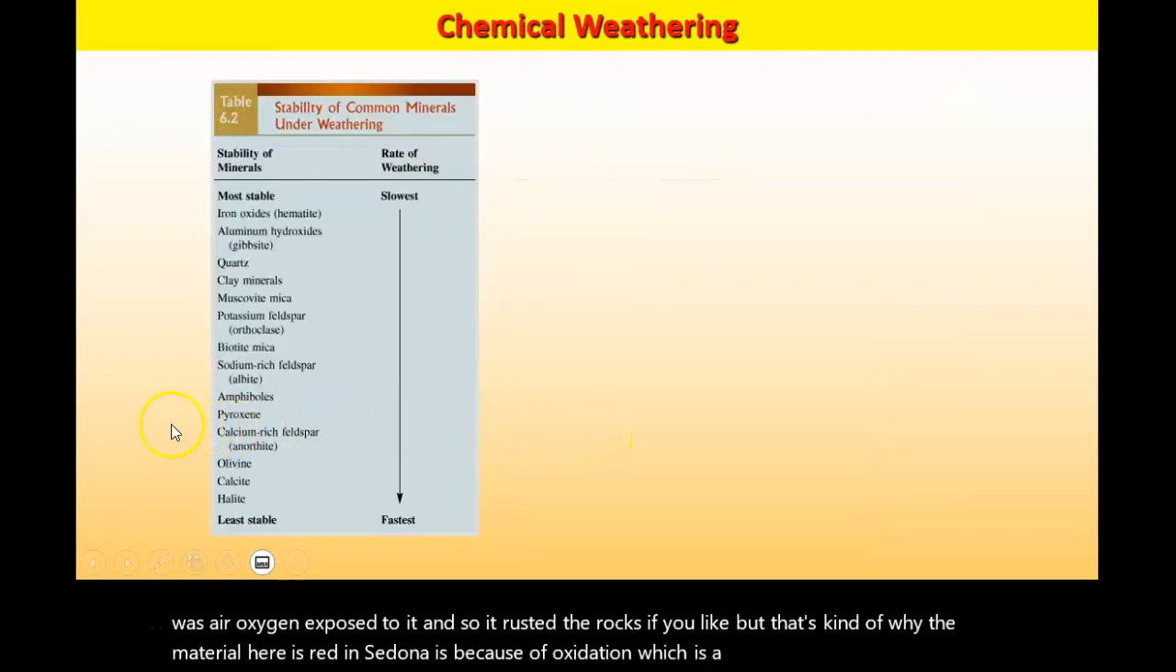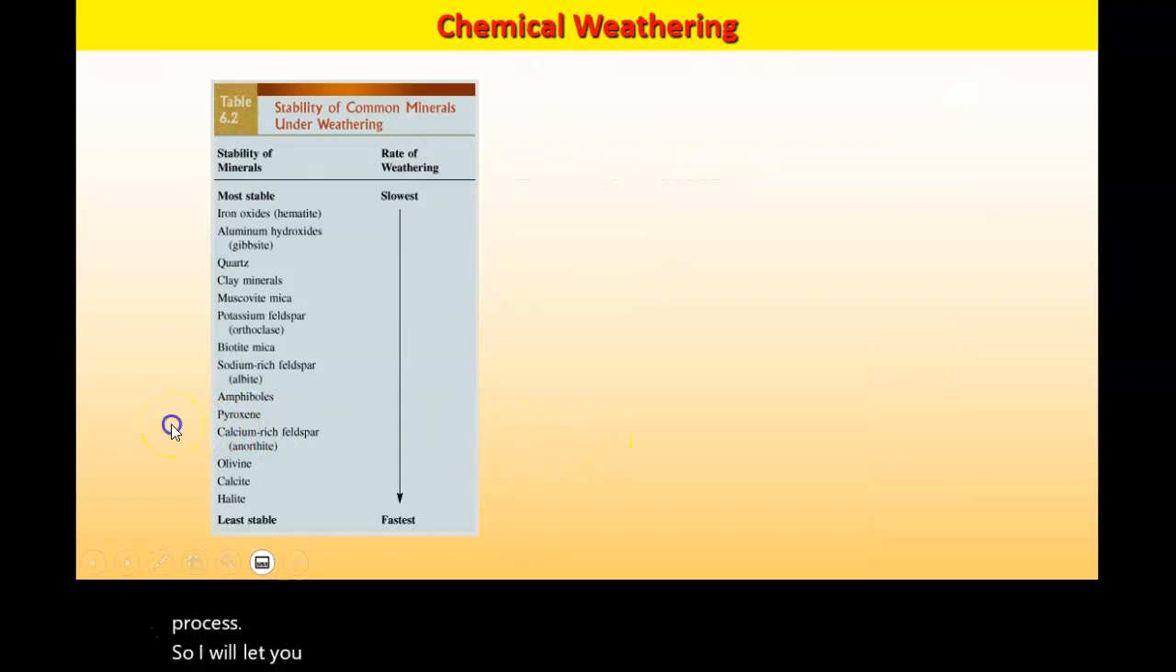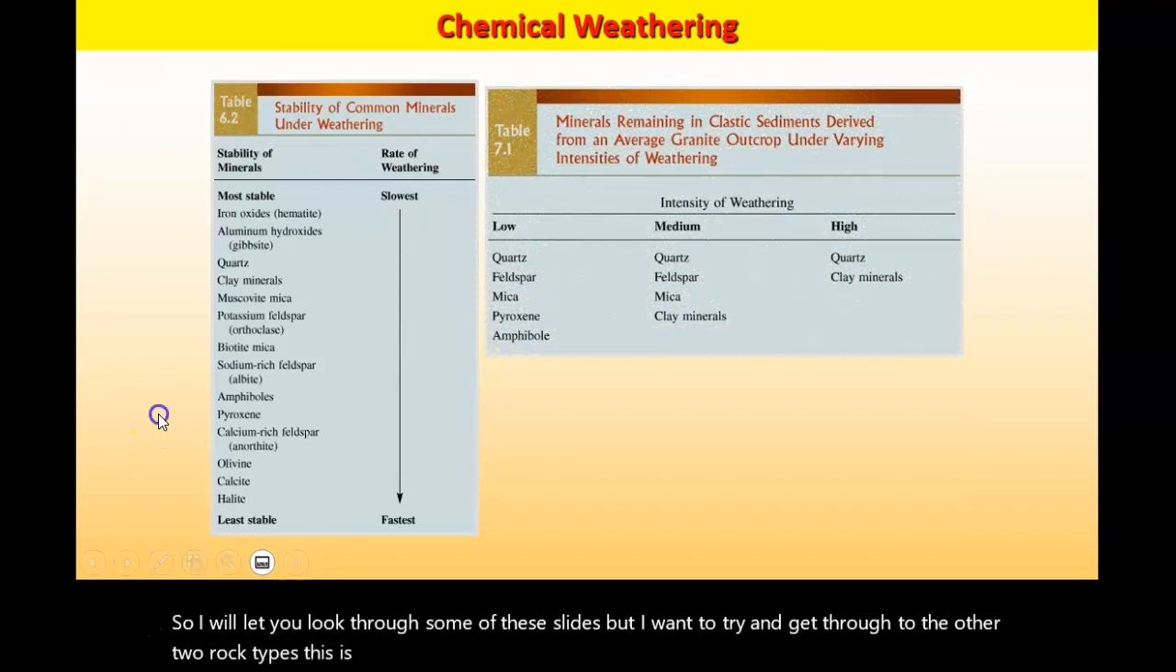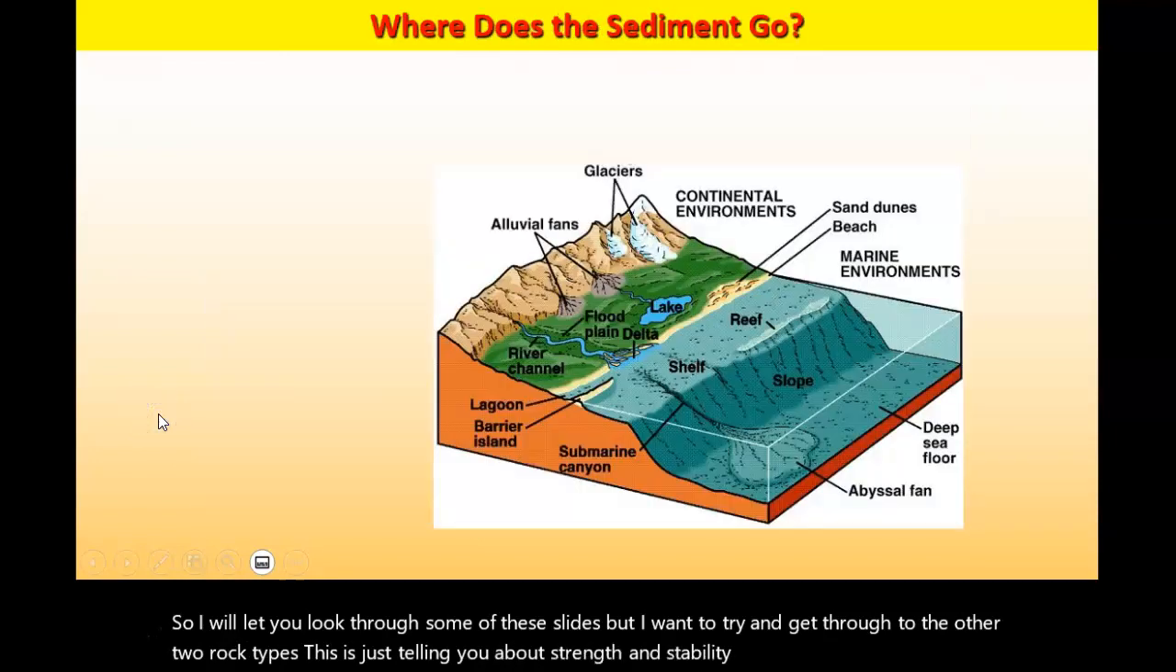But that's why the material here is red in Sedona, because of oxidation, which is a chemical weathering process. So I'm going to let you look through some of these slides, but I want to try and get through to the other two rock types. This is just telling you about strength and stability of certain rocks. We can look at those.